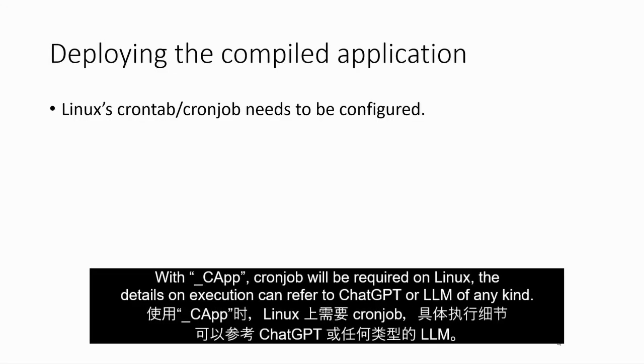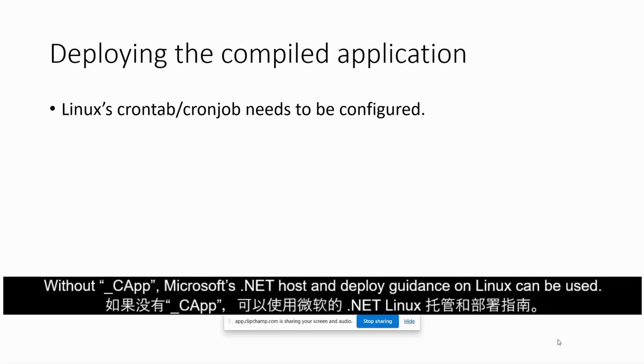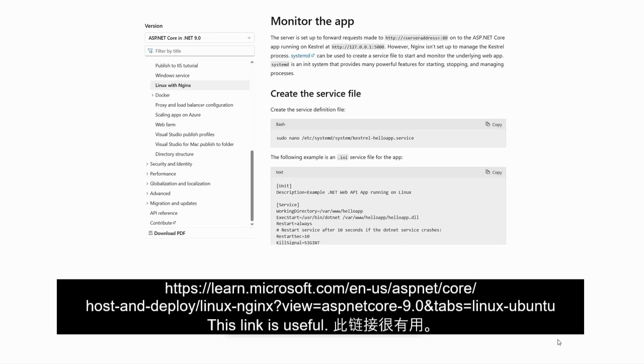With C, a cron job will be required on Linux. The details on running can be referred to ChatGPT or an LLM of any kind. Without C, Microsoft's .NET host and deploy guidance on Linux can be used. However, the Nix part needs to be ignored. This link will be useful.